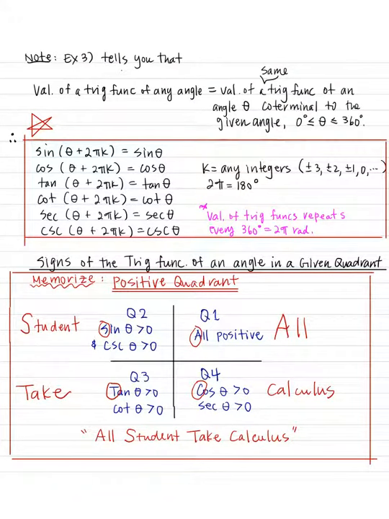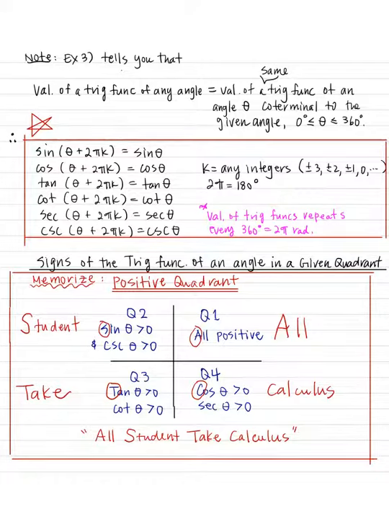Okay, so in summary, from the previous example that we did, the value of a trig function of any angle is going to be the value of the same trig function of an angle theta that's coterminal to the given angle and is between 0 degrees and 360 degrees. To write that out mathematically, that's boxed in red right below. So sine of theta plus 2 pi k is sine of theta. Now 2 pi is 360 degrees.